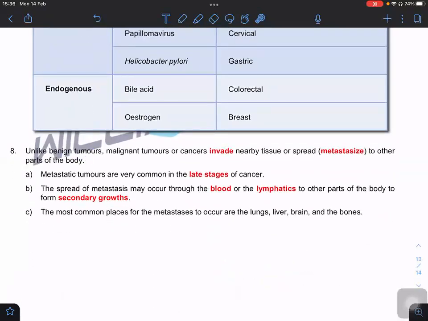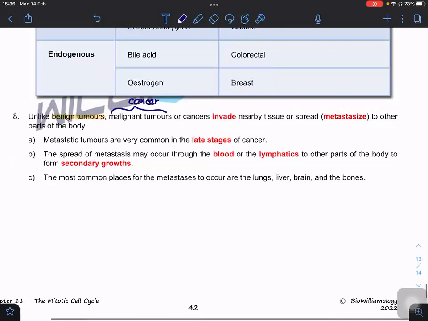Unlike a benign tumor, benign is basically very localized. Benign is basically not dangerous. In this case, we don't call it a cancer, we call it a tumor. A malignant tumor means cancer. Malignant tumors or cancers have the ability to invade nearby tissue and spread to other parts of the body.